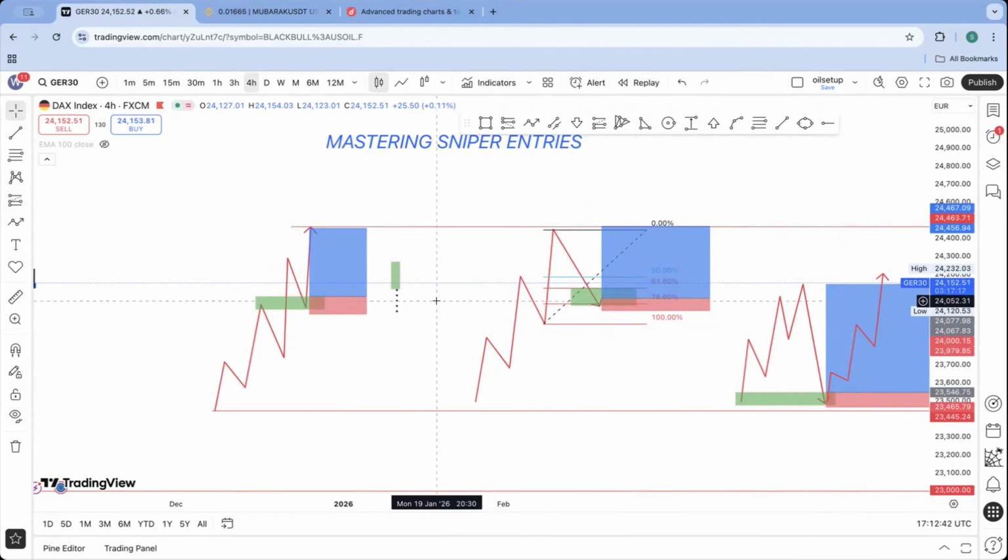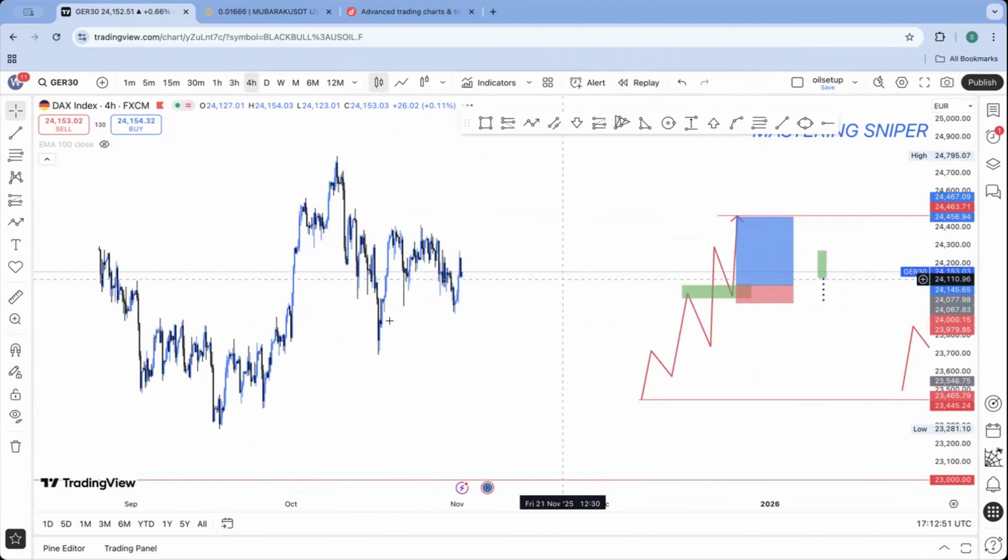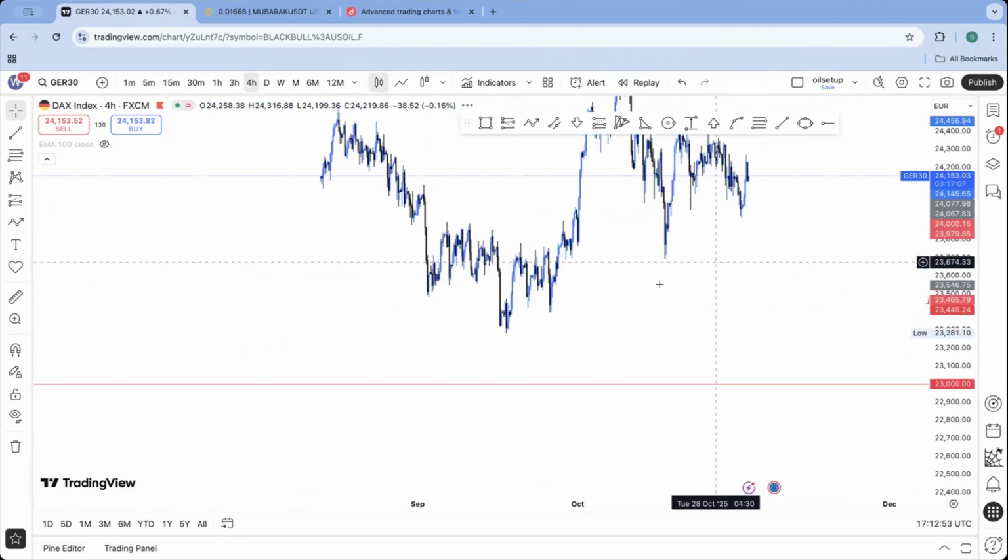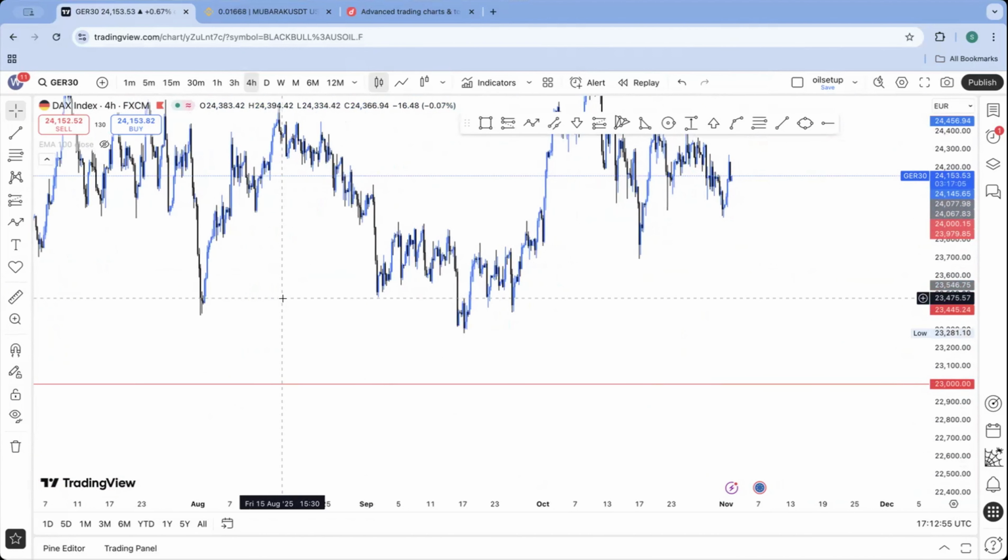So master sniper entries or take sniper entries. Let's go to the chart and see if we can spot some opportunities on the market.